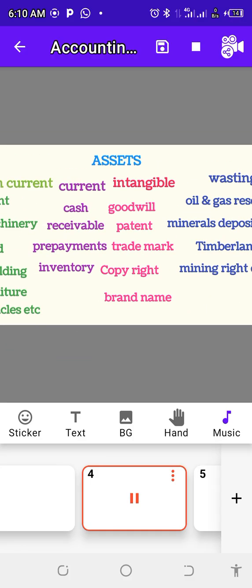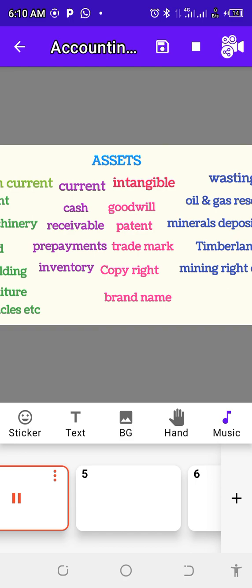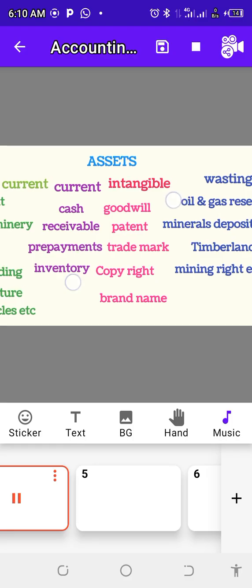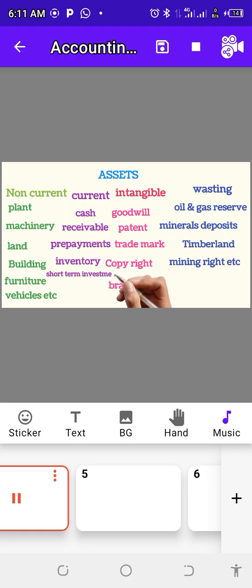So these are the examples of assets: the non-current asset, current asset, intangible asset, and the wasting asset. Now we want to add another to current asset. It looks as if it is very few. We have short-term investments and we have cash equivalent.